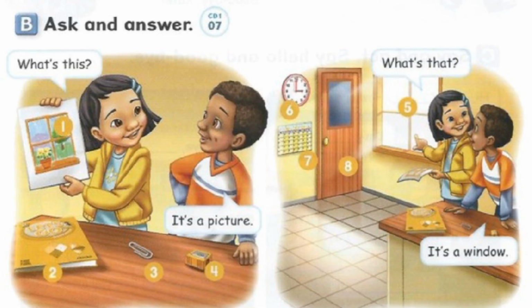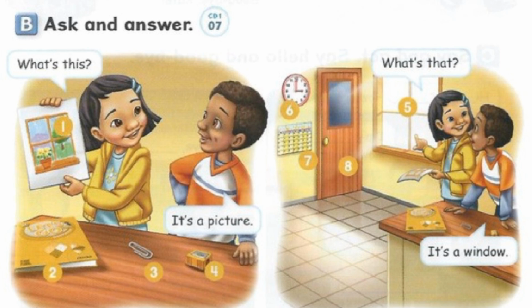B. Ask and answer. Number 1. What's this? It's a picture. Number 2. What's this? It's a workbook. Number 3. What's this? It's a paper clip. Number 4. What's this? It's a pencil sharpener.